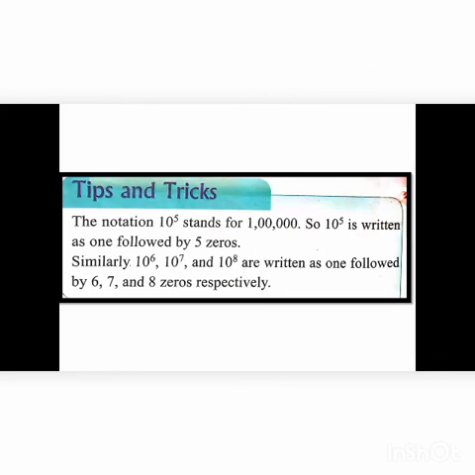There is one more tip and trick of exponents and powers. If the notation 10 raised to the power 5 stands for 1 lakh, so 10 raised to the power 5 is written as 1 followed by 5 zeros. Similarly, 10 raised to the power 6, 10 raised to the power 7, and 10 raised to the power 8 are written as 1 followed by 6, 7, and 8 zeros.